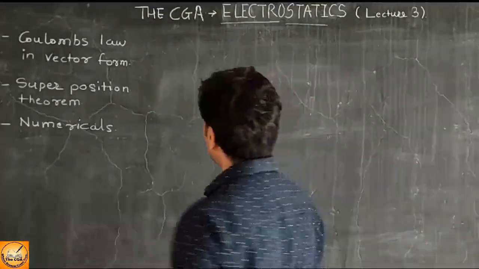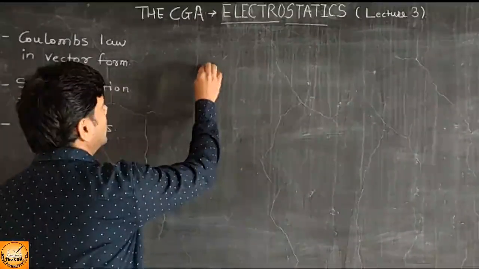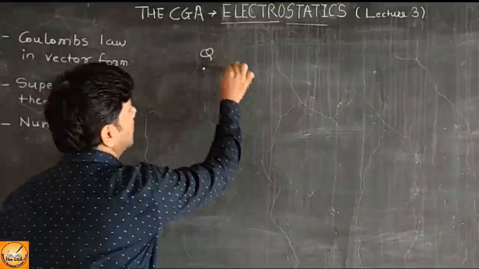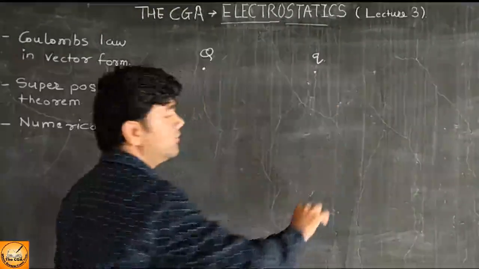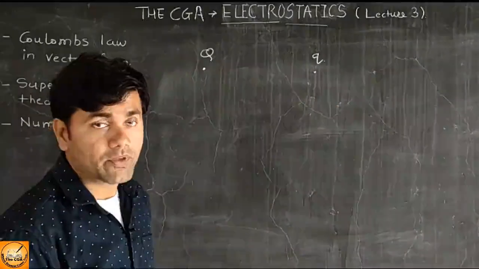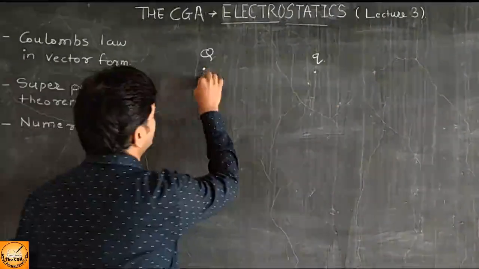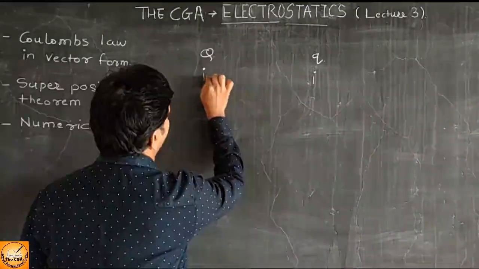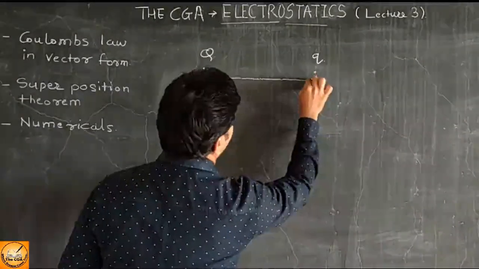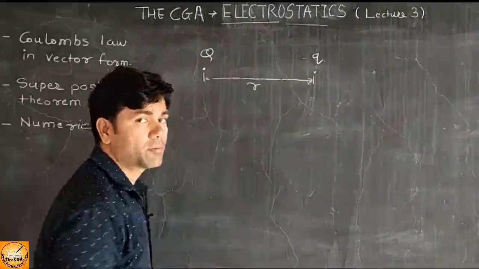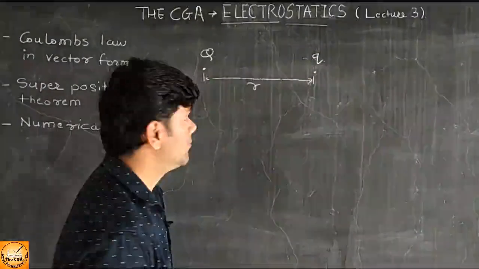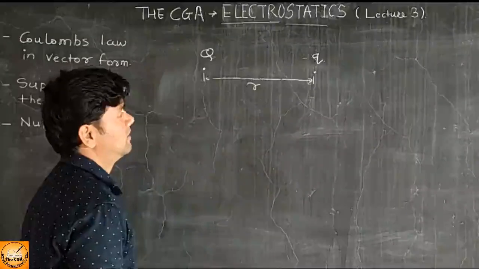So Coulomb's law, already we have learned about Coulomb's law. Whenever we want to tell about the forces between two charges, we use Coulomb's law, right? So Coulomb's law states that the force between two charges is directly proportional to the product of the charges and inversely proportional to the square of the distance between them, that we learned in the last classes.